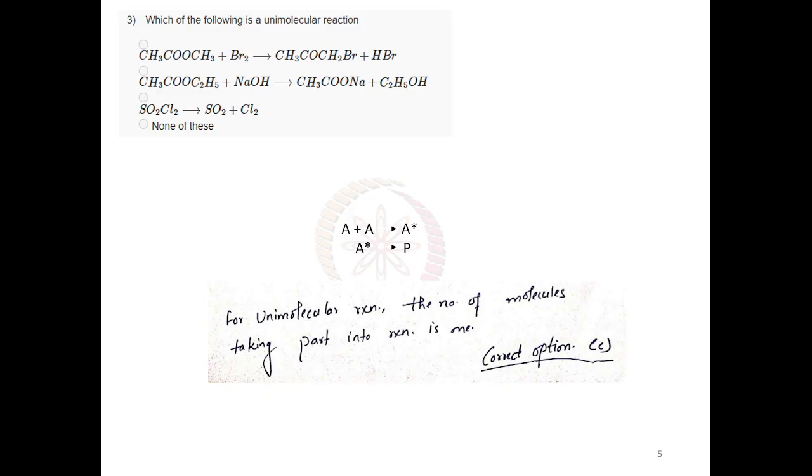Unimolecular reaction means one type of molecule, and that molecule will collide with each other, and that will give a transition state, and that transition state will give you the product.